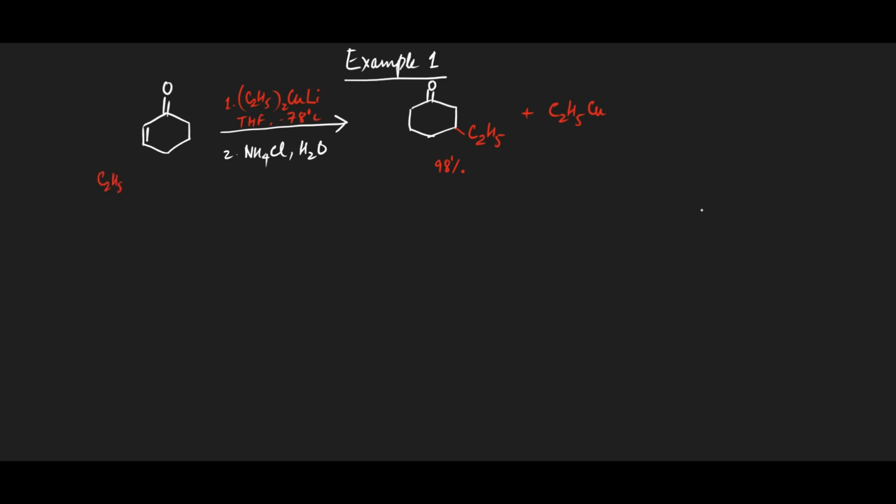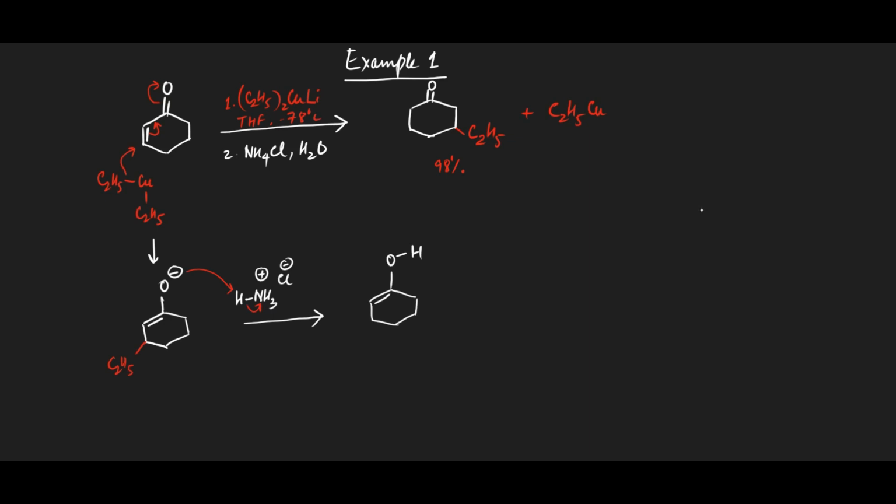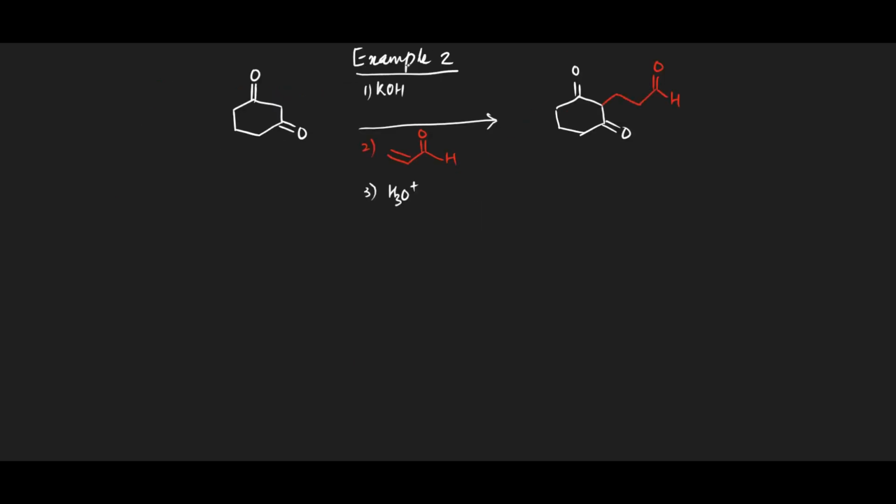Thus, the ethyl group of the Gilman reagent approaches the beta position of the alpha-beta unsaturated ketone. The result is formation of a resonance-stabilized enolate ion. This is protonated on oxygen to form an enol, which then tautomerizes to the more stable keto form.